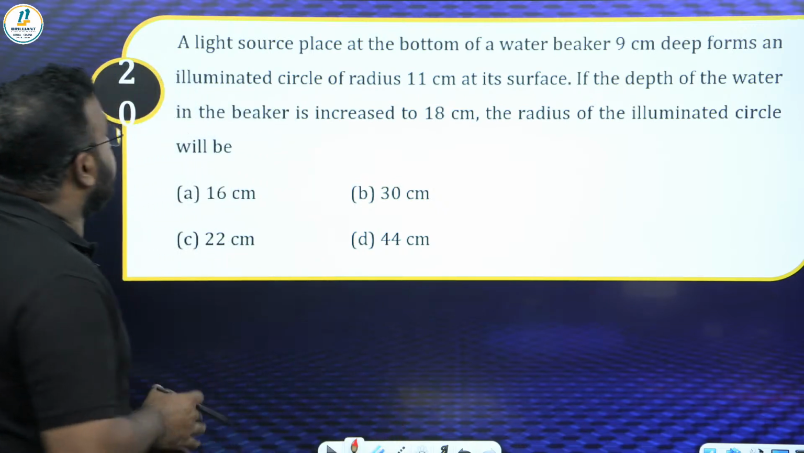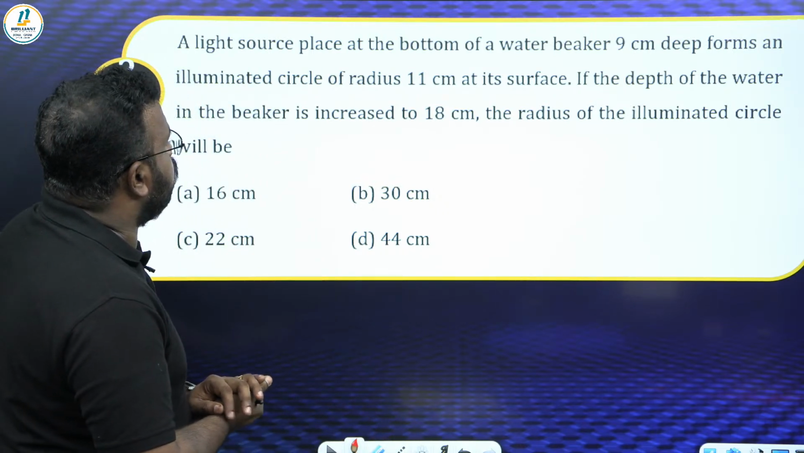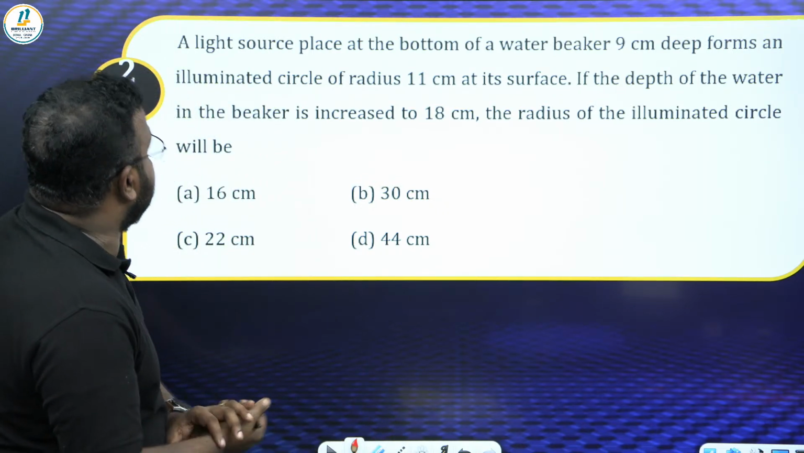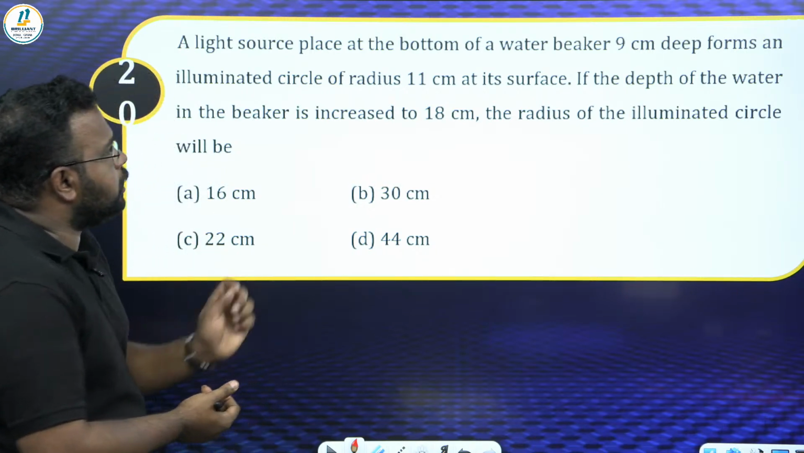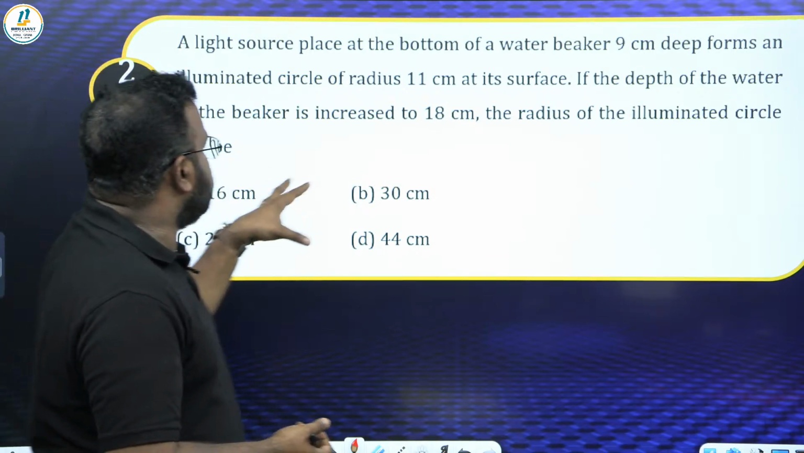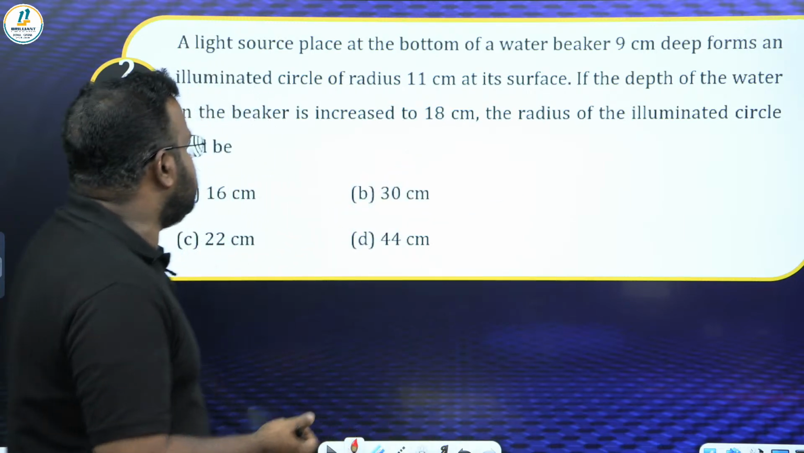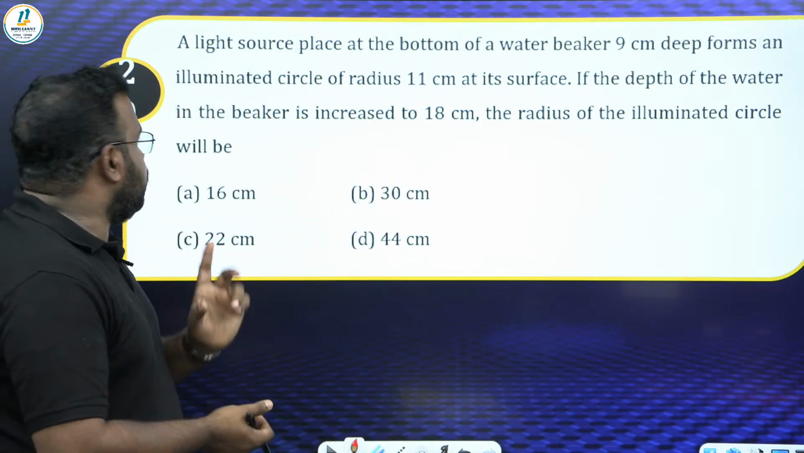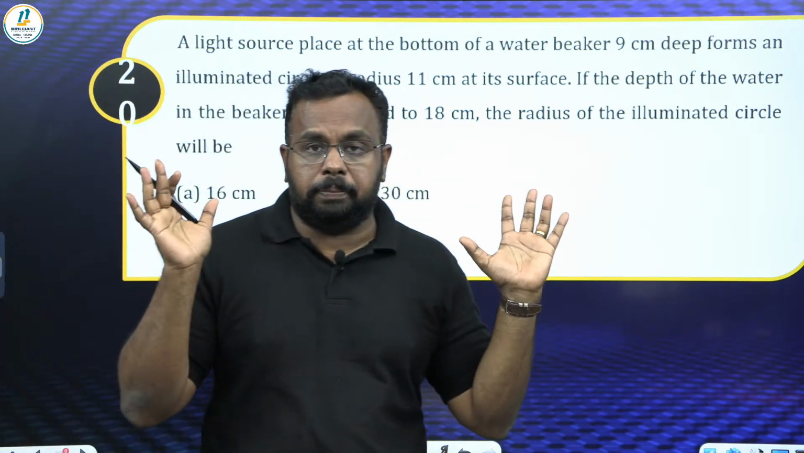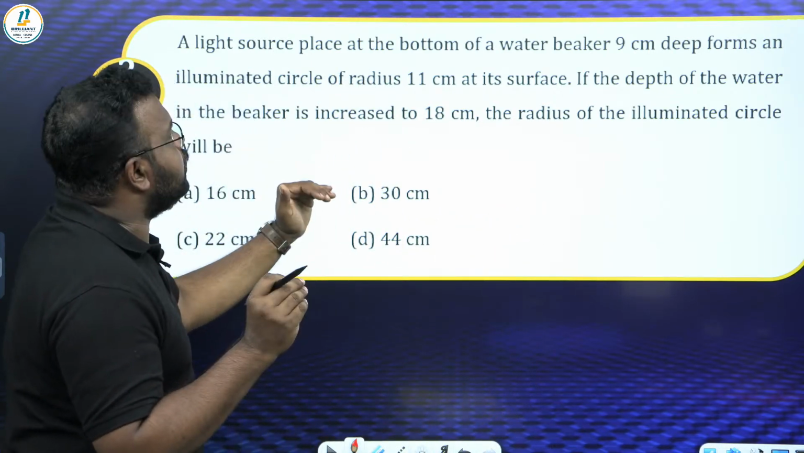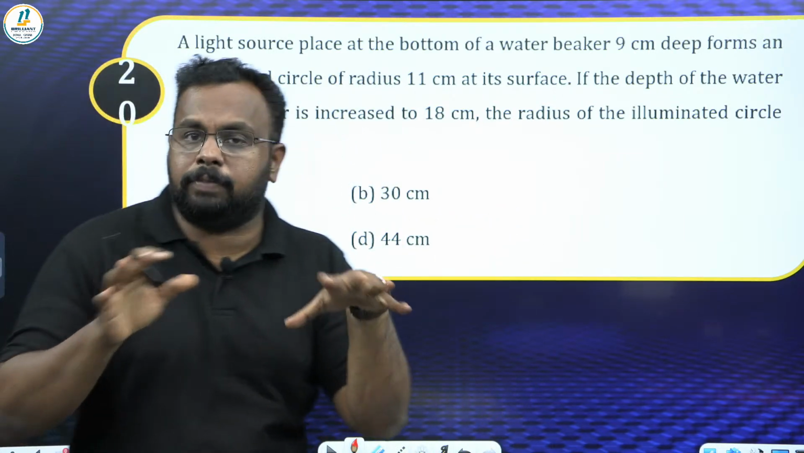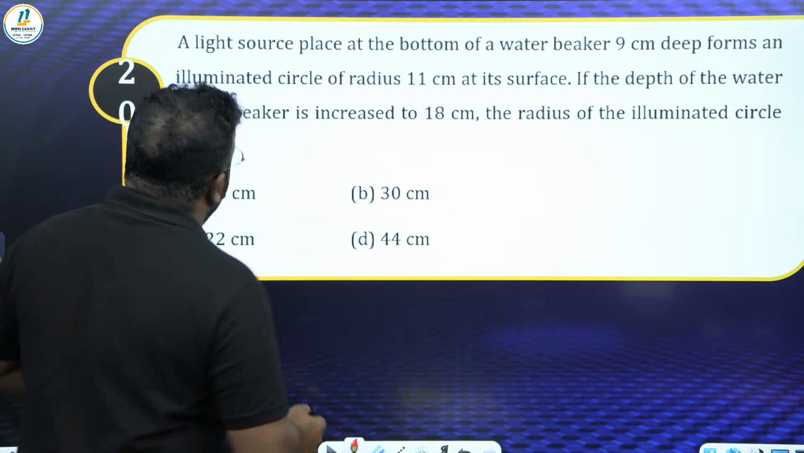Question number 20. A light source placed at the bottom of a water beaker 9 cm deep forms an illuminated circle of radius 11 cm at its surface. If the depth of the water in the beaker is increased to 18 cm, the radius of the illuminated circle will be. So these type of question, not exactly the same type, but based on the same concept, we have discussed many questions. Let's check what is happening here.